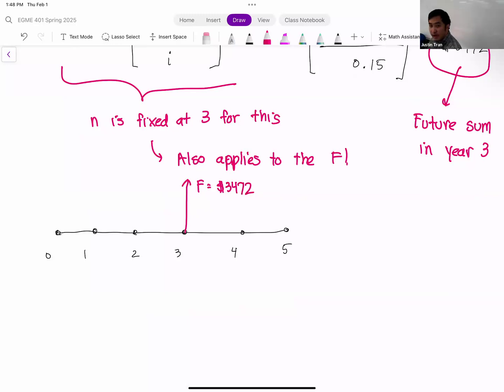And so that amount is 3,472. But that's not the future sum that we're looking for. We're looking for the future sum in year 5. And so we're going to need to do one more conversion here. So we need to convert this F in year 3 into year 5.